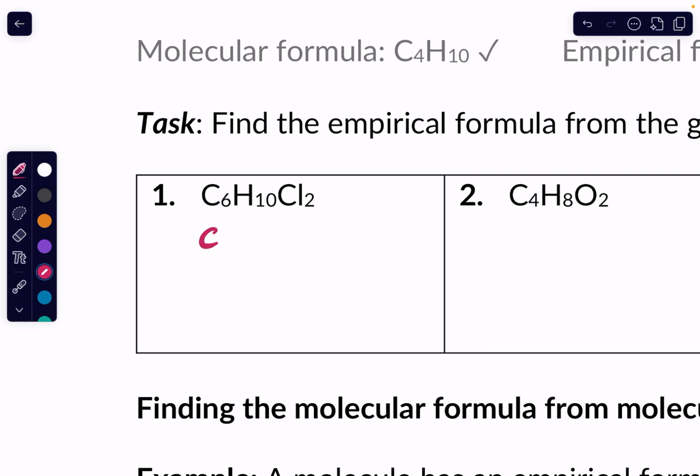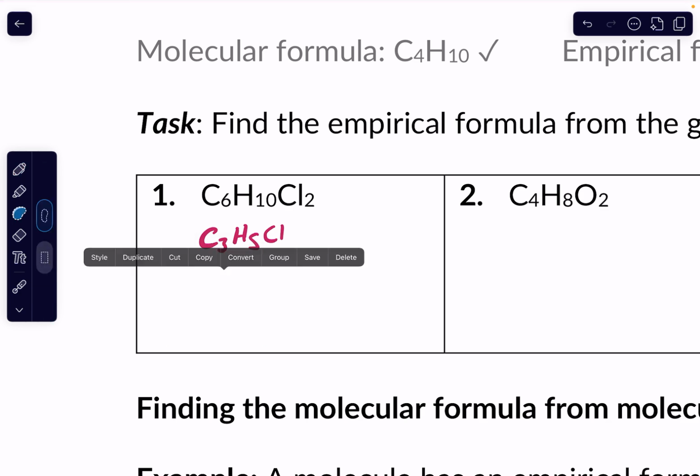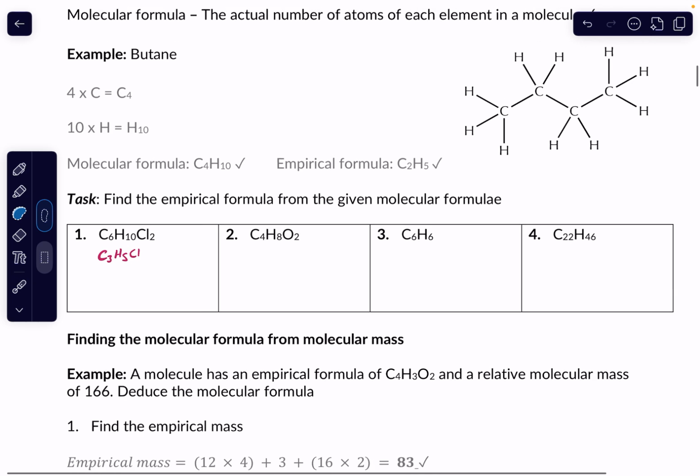So 6 halved is going to be 3. Then H10, which is going to be 5. And then Cl2, which is just going to be 1, so I'm just going to leave this bit here. Can I do it again? Not quite, so then I have C1.5, H2.5, and then Cl0.5. And you can tell that already looks a mess, and it's just wrong. What I'd like you to do is have a go at answering the next series of questions.